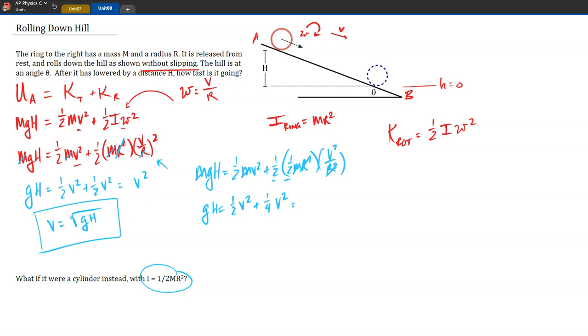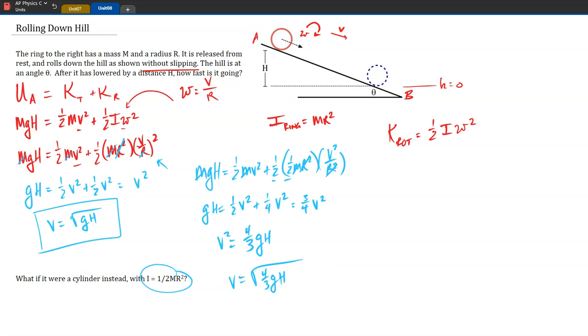which is equal to 3/4 v squared. So that means v squared equals 4/3 gh, or v equals the square root of 4/3 gh.